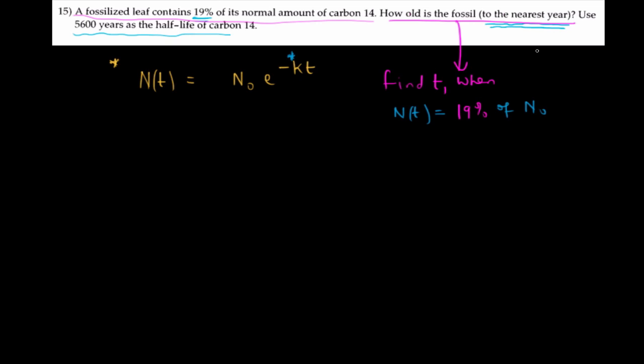Now to find k, usually you'll be given this kind of information. The information we are given here is that the half-life equals 5,600 years. This is what we are told as the half-life. What this means is that because it's the half-life, at time t equals 5,600, the number of atoms would have reduced to 1/2. So at time t equals 5,600, N of t would have been 1/2.